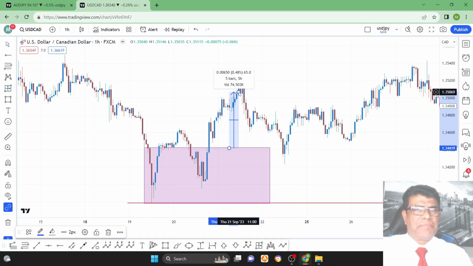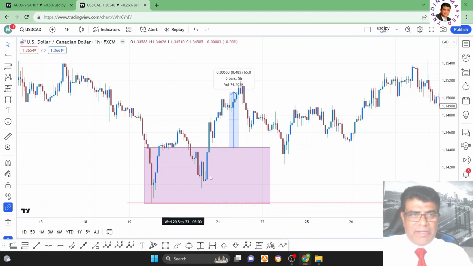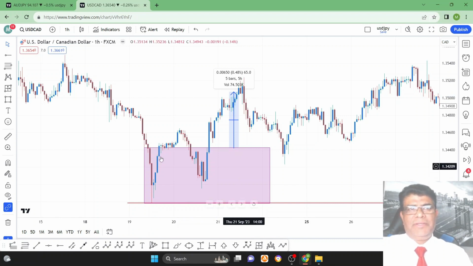Okay, this is the safest. 1-to-1 is always the safest. As you can see, after this, look at the sharp drop. Why? Because most of the traders are taking 1-to-1. Okay, so this is why they're selling right here. Now this area is an order block, and I took a trade 1-to-1. My target was right here somewhere, 64 points.